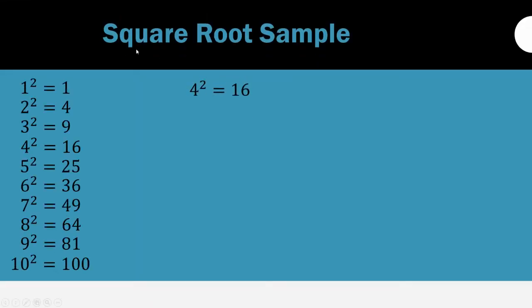Let's have a sample for our square root. So if we square a number, we call the number a perfect square. If we get the square root of a perfect square number, the answer is the root. So let's take a look. If we have 4 squared, we will have 4 times 4, which is equal to 16. Again, this is your perfect square.